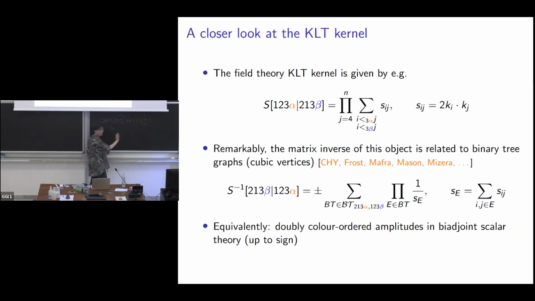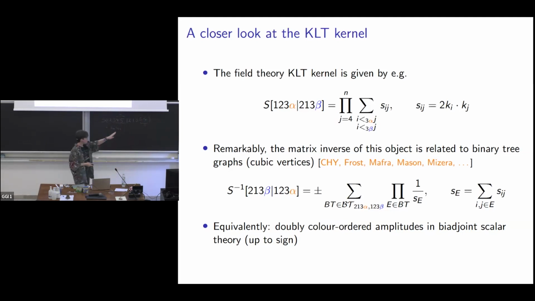We can't have anything else because 5 is not less than 4 in this ordering, even though it is here. Now we can look at 5. Here we can see that 5 is greater than 4 and 3, but here 5 is only greater than 3. So we can only actually have s_35. So this is the KLT kernel for this color ordering, for example.